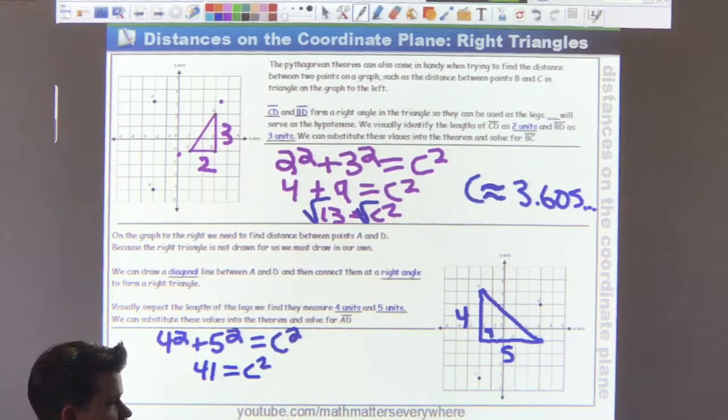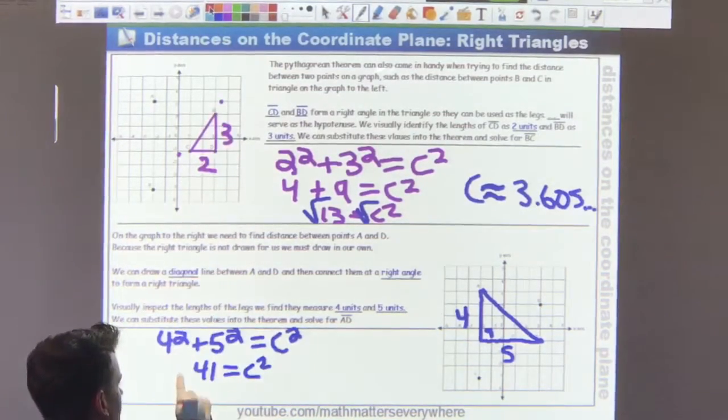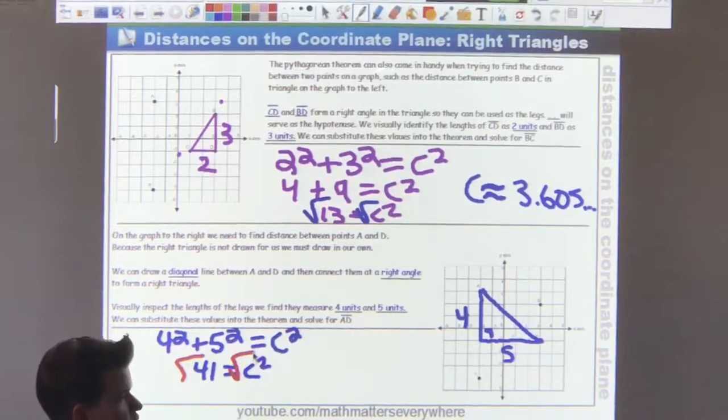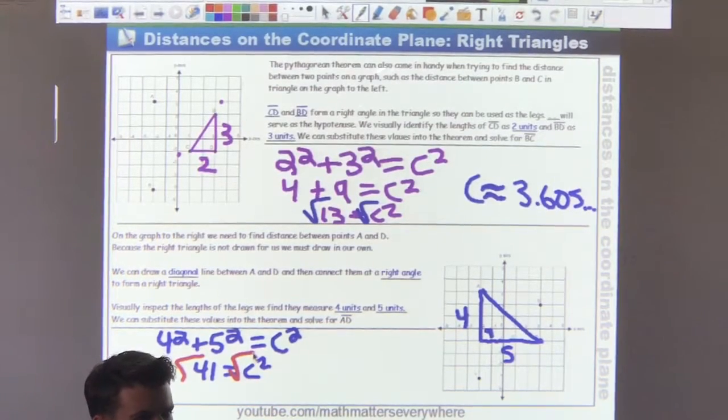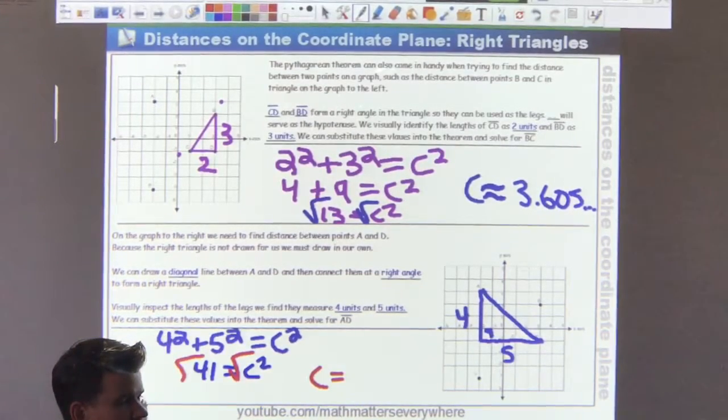I'm speeding up the process here because we know we have to add them. I then will take the root of both sides. And the root of 41, is that a rational or an irrational number? Irrational, because that is not a perfect square. So what is c going to be approximately?